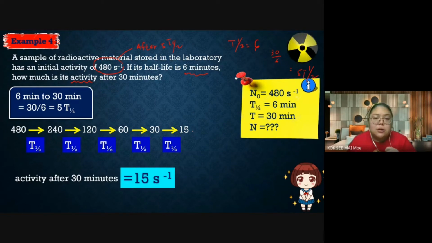That's all. We don't have any calculation for the formula. It's straightforward: one by one, put the arrow. Then after 5 half-lives, I stop already. So this one is 15 per second. That's what? Not yet decayed. Okay, so this is a simple question.